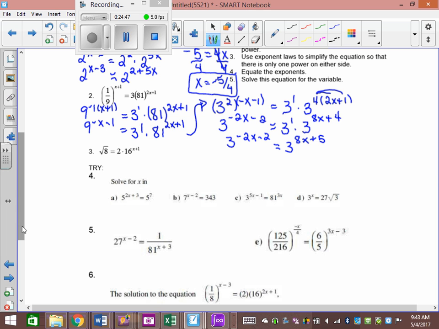Now I have the same base. So I can just set the exponents equal to each other. Negative 2x minus 2 equals 8x plus 5. Add 2x. Negative 2 equals 10x plus 5. Subtract the 5, so negative 7 equals 10x, divided by 10.